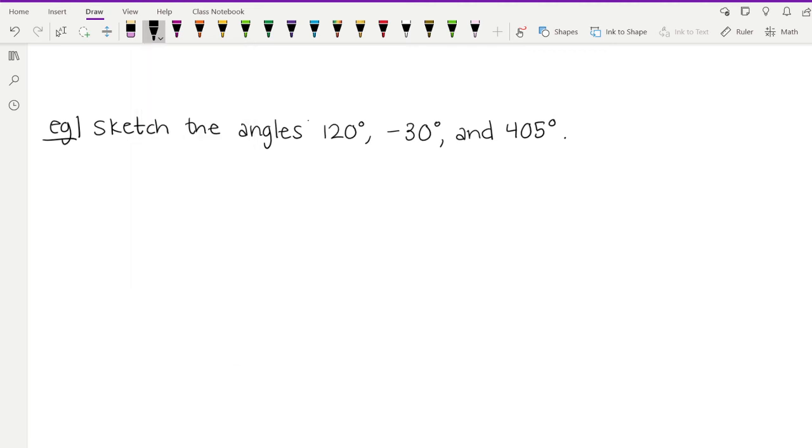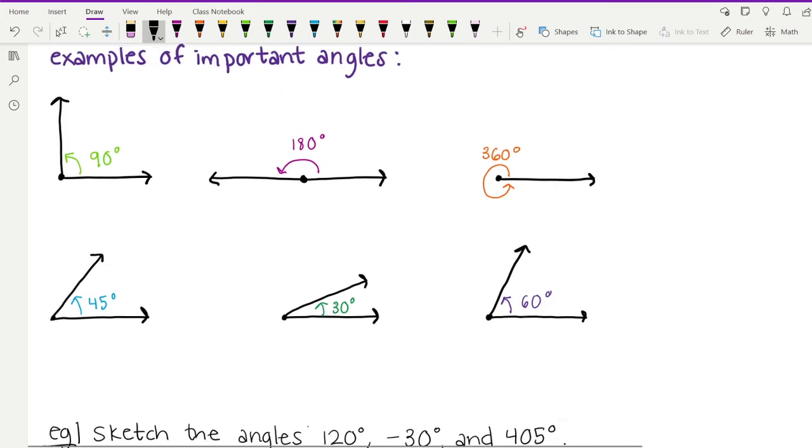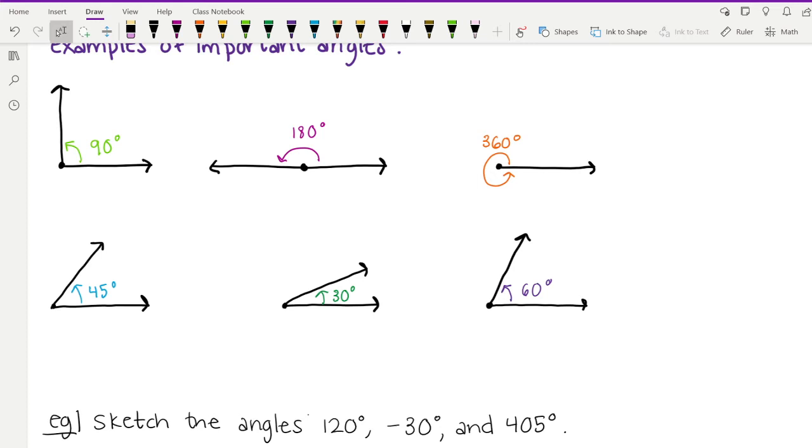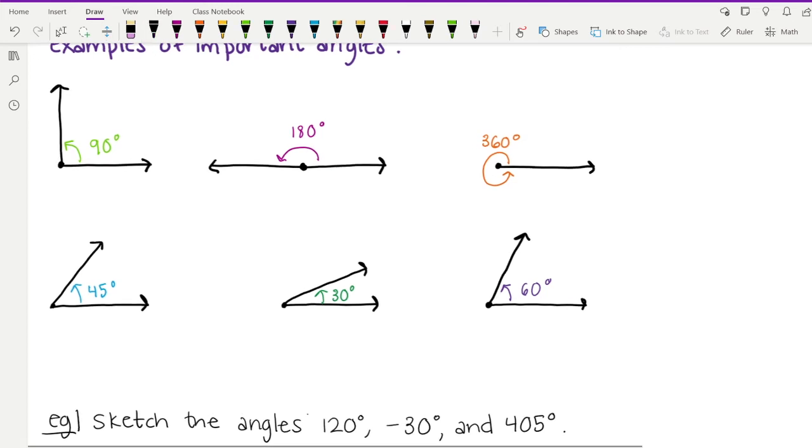Okay, so let's start with 120. I'm going to start by, and this goes for all of these, you can start by just drawing your initial side. And then we want to think about, what does 120 degrees look like? So how can we think about 120 degrees in terms of these more familiar angles? Well, the way I would probably think about it is that 120 is 30 degrees further than 90, right? So it's going to be bigger than 90, and it's going to be bigger than 90 by about 30. So it's basically like if we took this angle here and put that much more rotation on this first picture. So it's going to end up something like that.